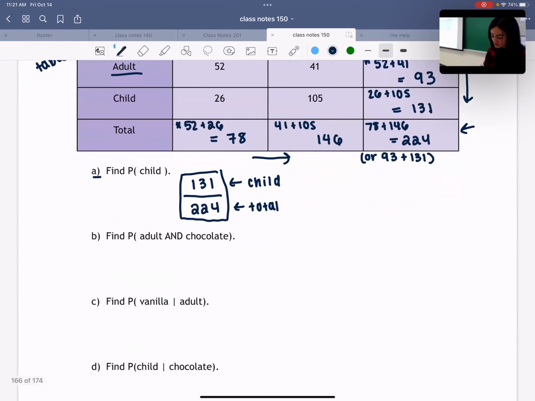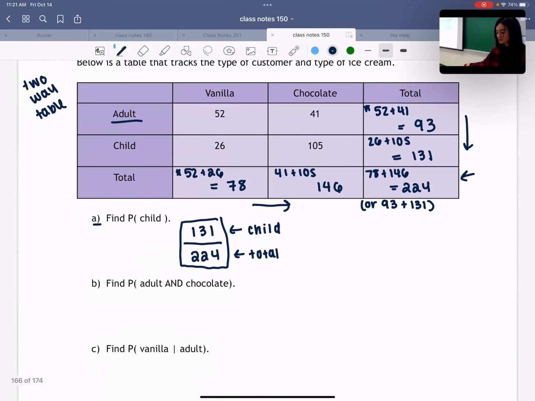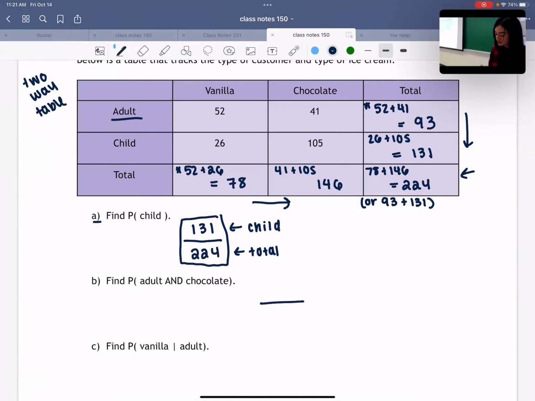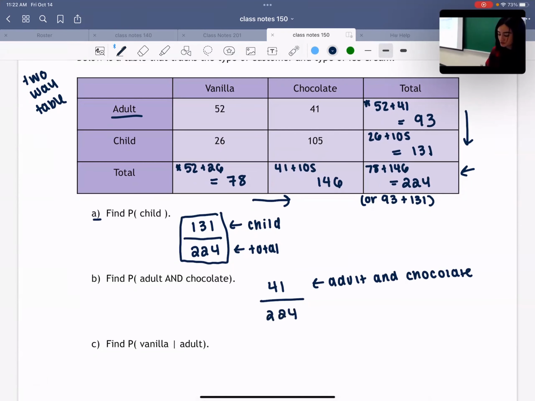Okay, let's move on. Let's find the probability that we select someone who is an adult and who also likes chocolate. We need a fraction. What should go on top here? 41, right? Because that's what we're interested in. We want to find the probability of getting an adult who also likes chocolate. Okay, what should go on the bottom? 224, right? We're still interested in taking an adult who likes chocolate out of the entire population. So this would be the total. Any questions so far? Good.